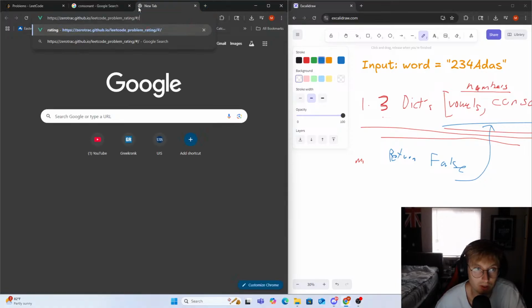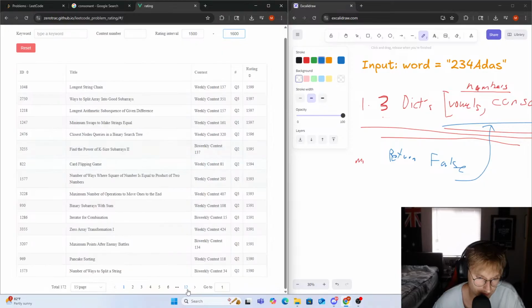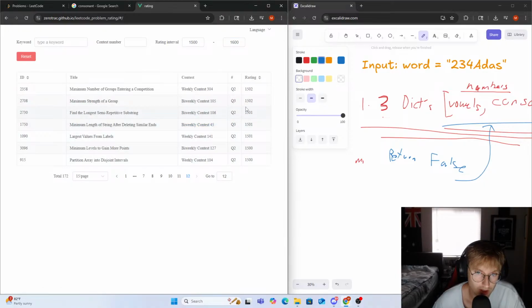Let's take a look here. I'm gonna shout out this website. Shout out to Galactic for giving me this website. If no one's ever seen it before, you can take a look at rating level problems. So we're going to look at 1500 or 1600 level problems. We'll take a look at a 1500 level problem. I think we looked at this one.